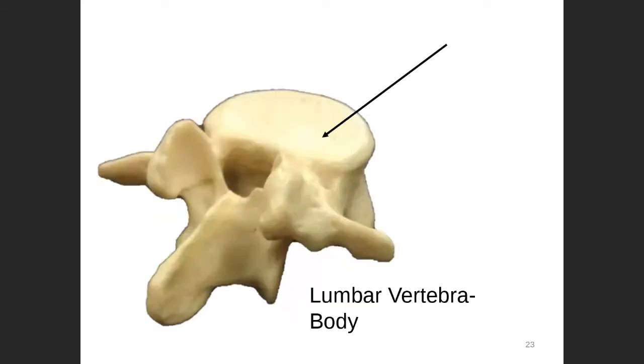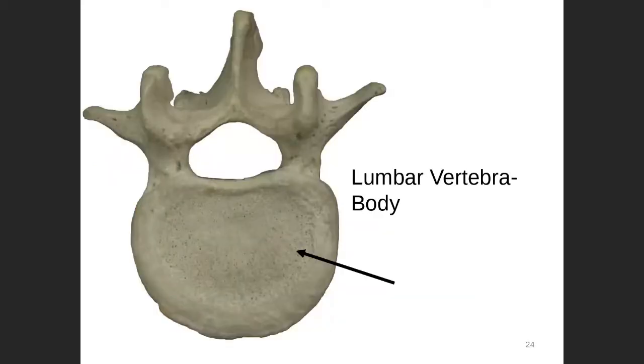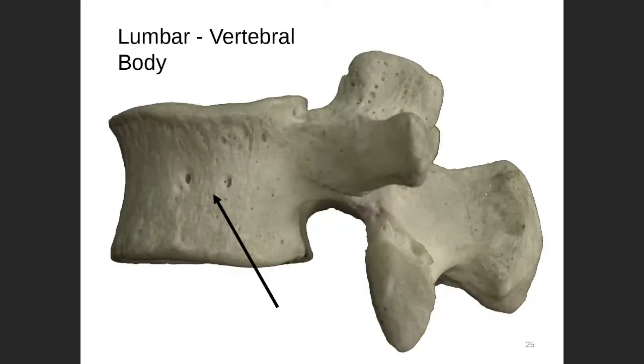You don't have this one in your book. And then here it is from the superior view. Again, look at the size of that body. And then here it is from the lateral view. Feel pretty good about that one? Everybody should get that. Vertebral body.